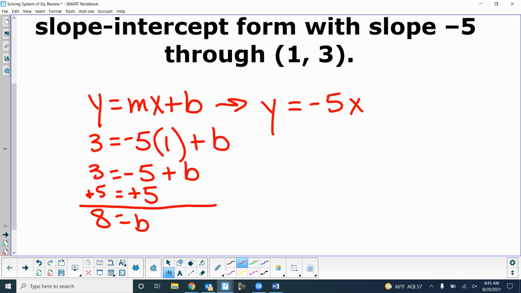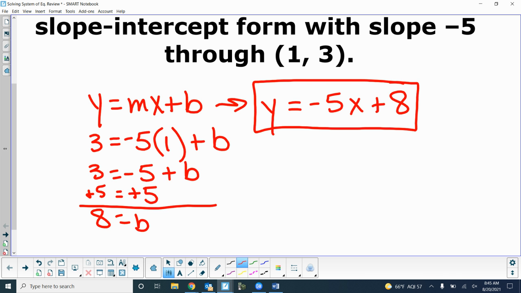We'll substitute the 8 in for the b. Simple, right? That's what we're working on the first 6, and then the other 6 was just putting it in point slope form, which was just substituting.